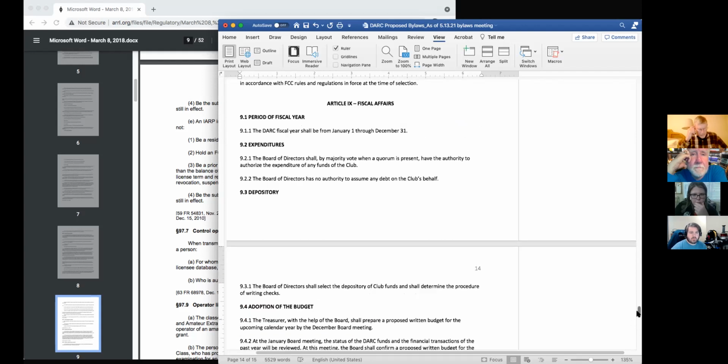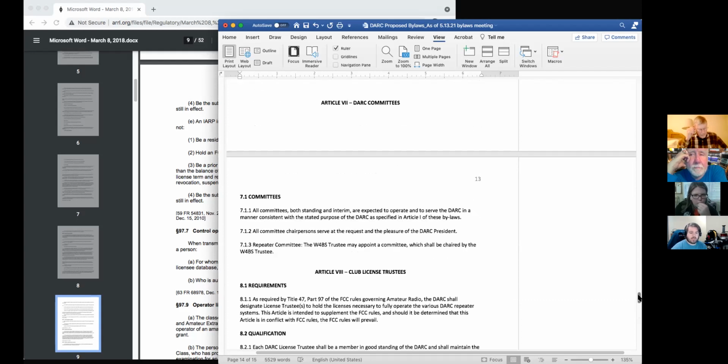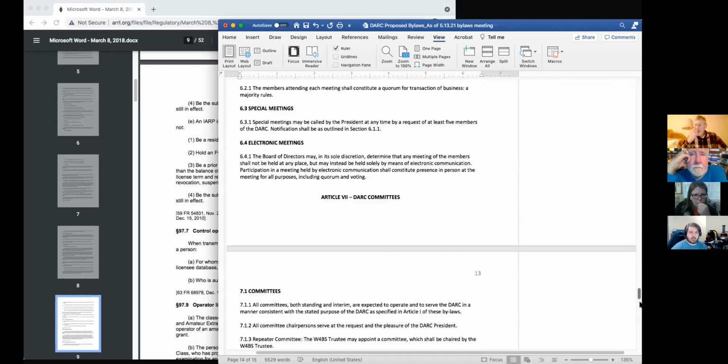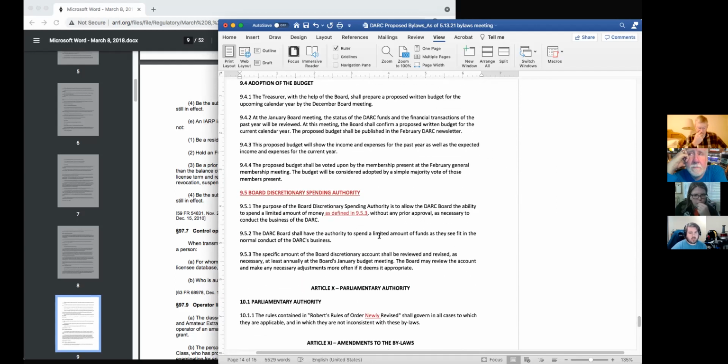Because the other thing is if we do have an emergency that comes up and we need to spend more than what's in the discretionary budget line item, we can call an emergency meeting specifically for the purpose of the membership approving further funds if it's something that merits that.